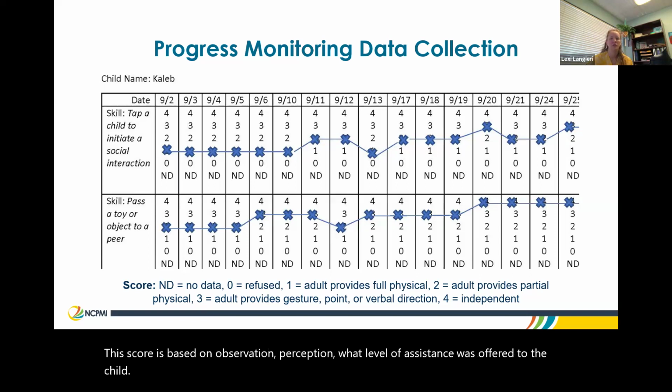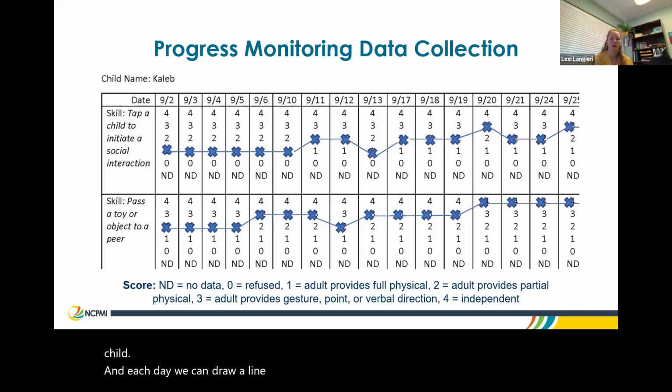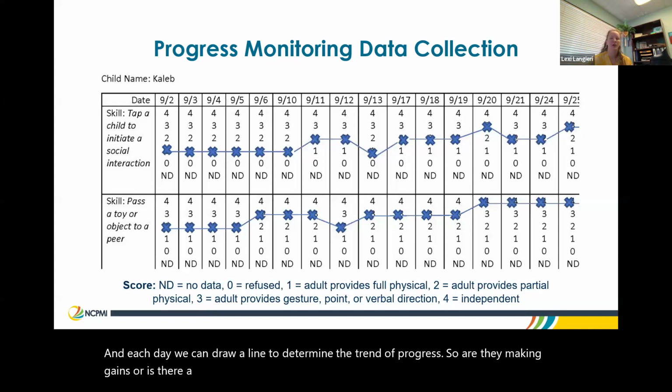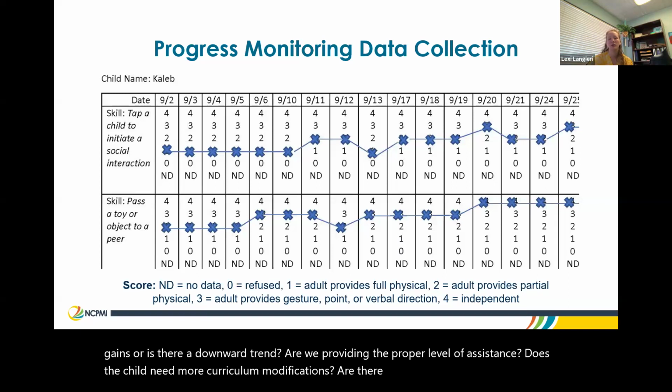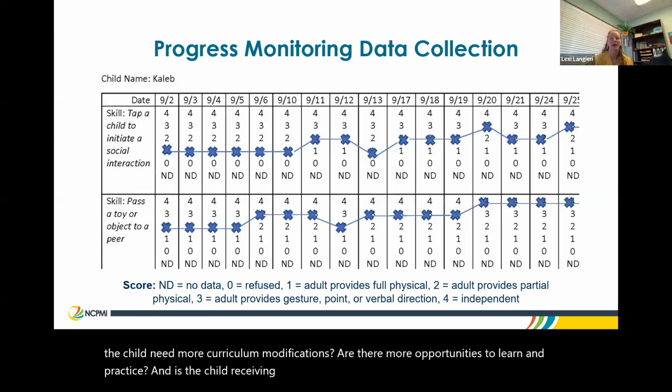And each day we can draw a line to determine the trend of progress. So are they making gains or is there a downward trend? Are we providing the proper level of assistance? Does the child need more curriculum modifications? Are there more opportunities to learn and practice? And is the child receiving reinforcement after every single attempt?